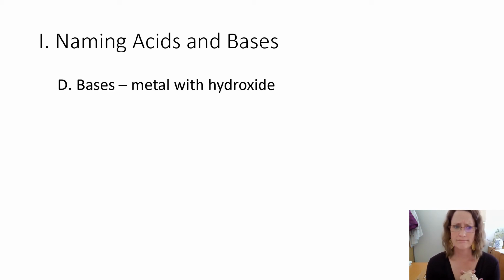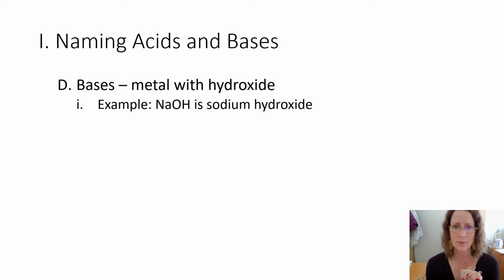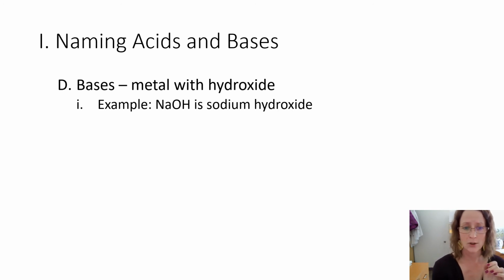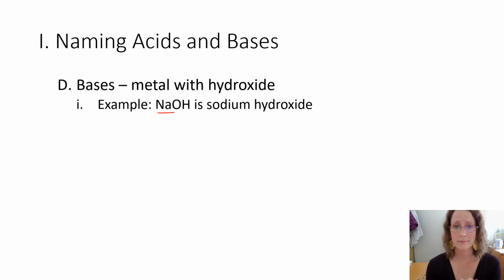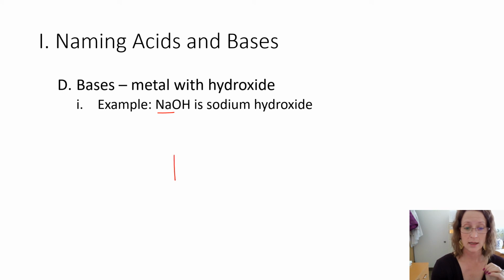Bases are very simple, right? It is a metal with a hydroxide. Name it as is. Example, NaOH, that metal is sodium. OH is hydroxide, sodium hydroxide. The only base that you need to know that is outside this hydroxide series is ammonia. So that is NH3.